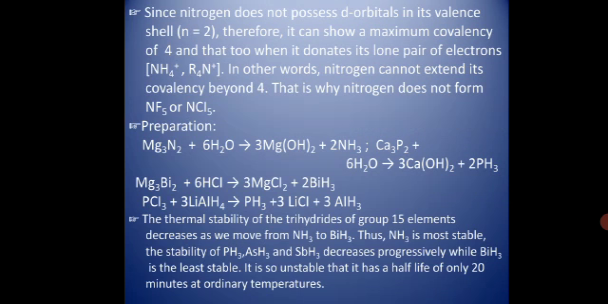So the thermal stability of the trihydrides, NH3, PH3, AsH3, SbH3, BiH3, all these are trihydrides of the group 15 elements, decreases as we move from NH3 to BiH3. Thus, ammonia is the most stable. Now, why does it decrease? The reason is that the electronegativity decreases. The stability of PH3, AsH3 and SbH3 decreases progressively, while BiH3 is the least stable in nature, as it occurs at the bottom of the group.